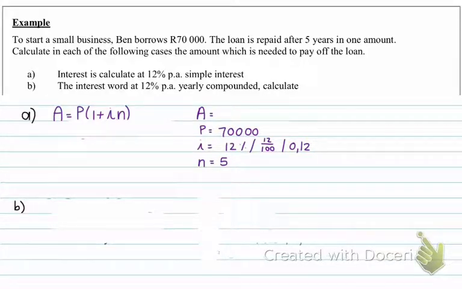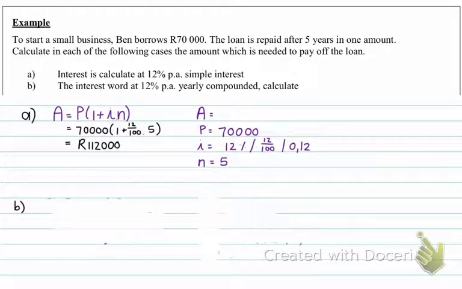Now I go substitute all that information into my formula. I type it into my calculator and I get my answer, 112,000. He has to pay back after 5 years.